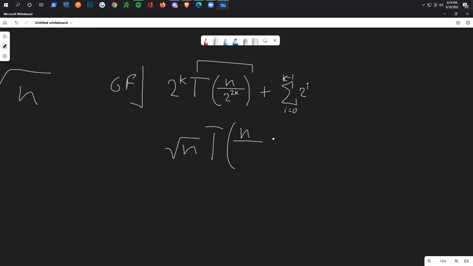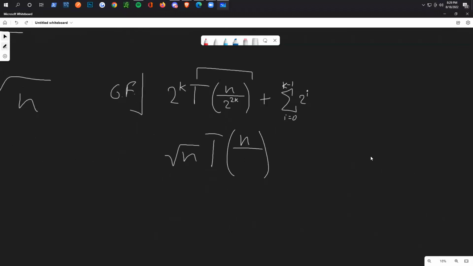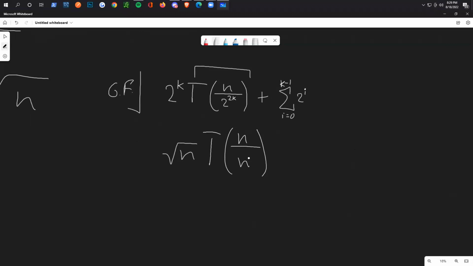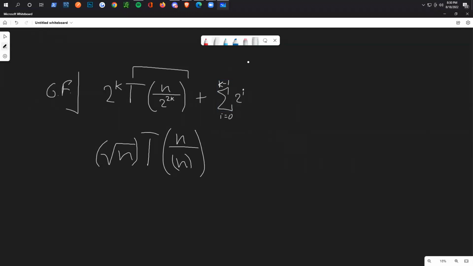So we have t of n over, and now let's do something with what's down here. So we have 2 to the power of 2 to the k, and we know that 2 to the power of 2 to the k is equal to n. So we could literally just plug in n. Let me put this in parentheses so you guys can see it a little differently.